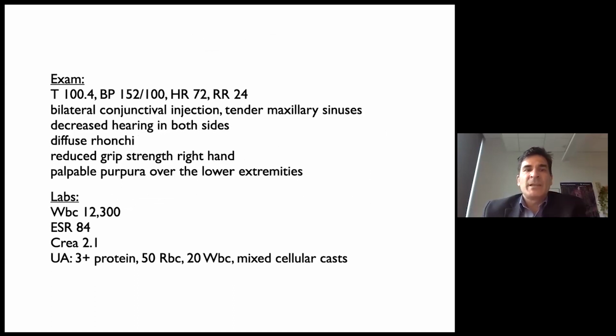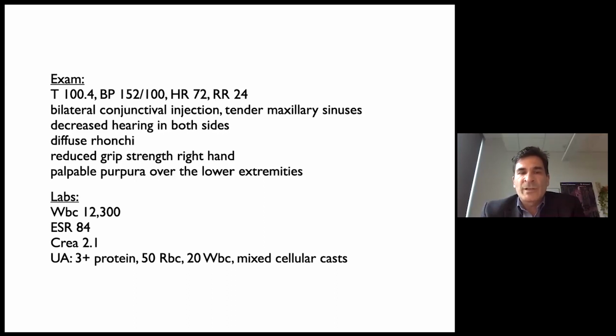On exam, he has a temperature of 104 Fahrenheit. He has bilateral conjunctival injections, tender maxillary sinuses. There's decreased hearing in both ears. On auscultation of the lungs, there are diffuse rhonchi. He has reduced grip strength in the right hand, and there are palpable purpura over the lower extremities.